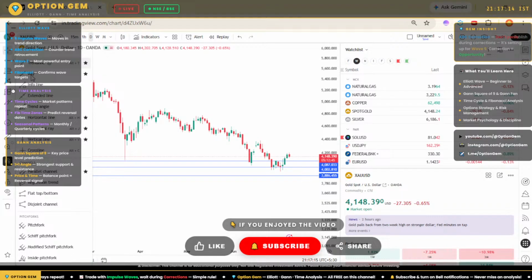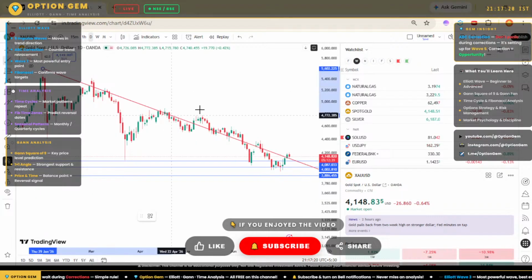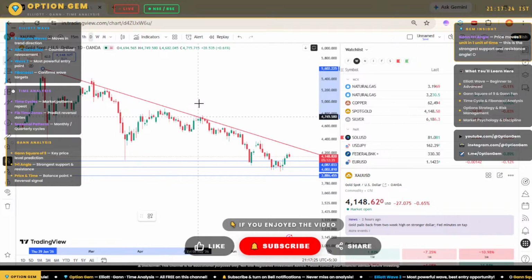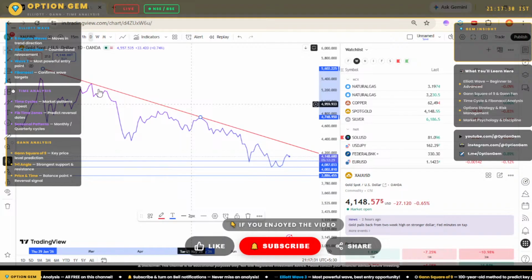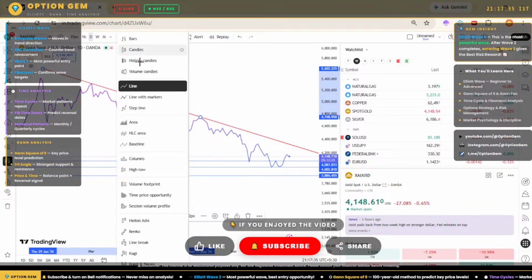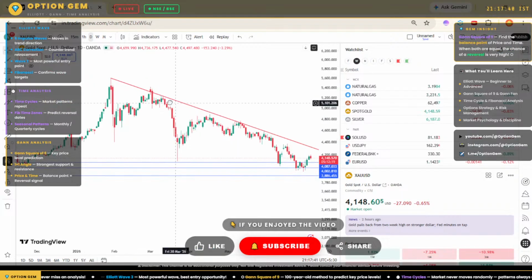But for now, guys, this is a trend line which we see right now on this chart. I just drew this on a line chart. So this is a particular trend line, if you see. Okay, so this is a trend line.